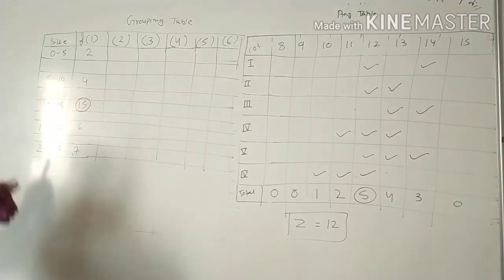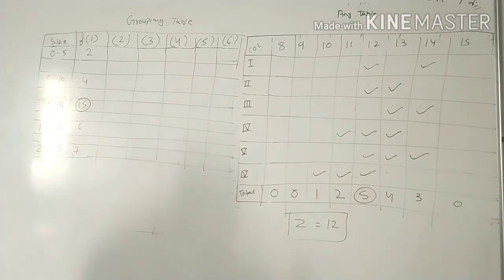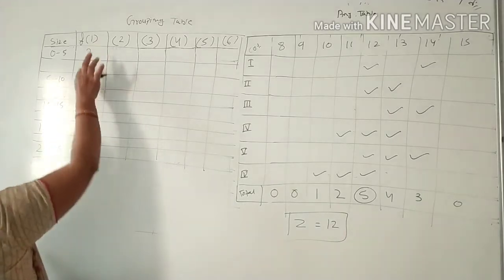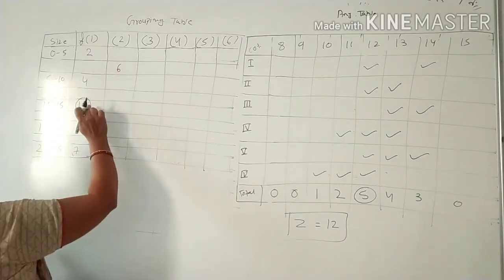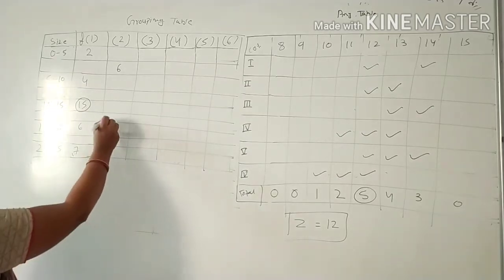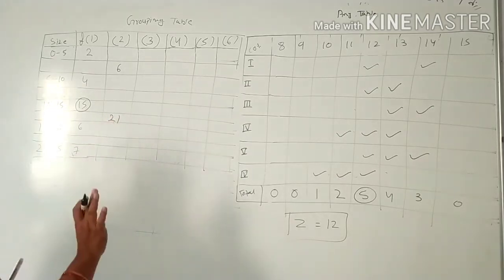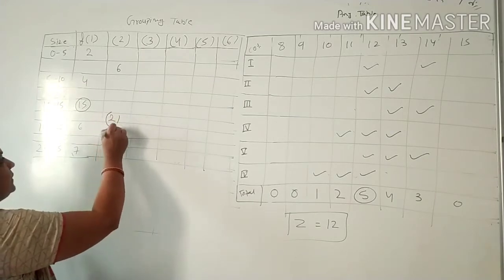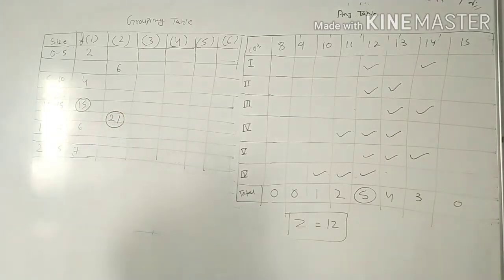Clear? Now in the second column we have to do the total of 2 plus 4, 6, and 15 plus 6, 21. And here only 7 is stated. Highest frequency you have to mark.